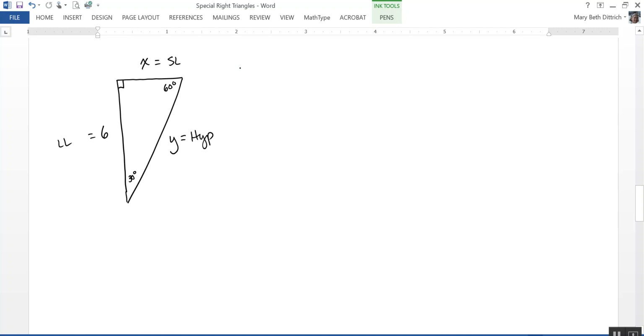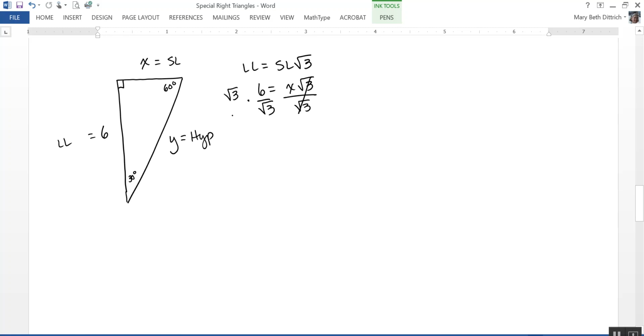The only thing I know is the long leg, so I'm going to have to start with that one. Long leg equals short leg times the square root of 3. 6 equals x square root of 3. Solving for x, we divide both sides by the square root of 3. And so I have that x equals 6 over the square root of 3.